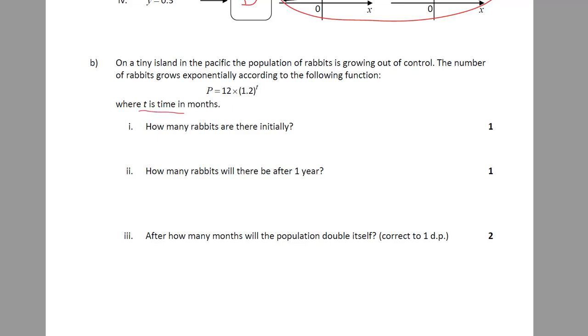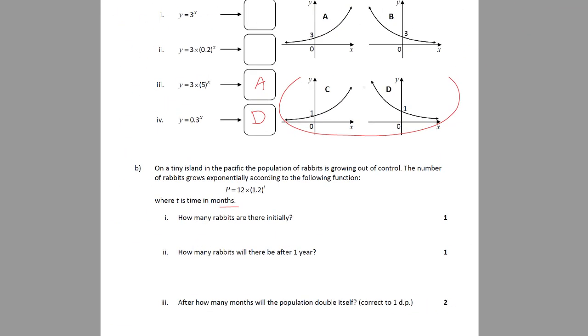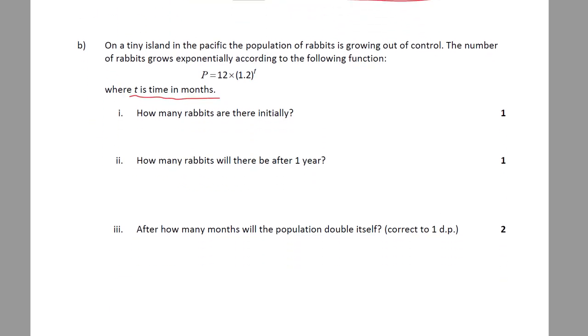Where t is time in months, noted. So what that equation says is the population of rabbits is 12 times 1.2 to the, and just put the number of months in here and it'll tell you the population. How many rabbits are there initially? Well, as I said before, the number at the front is always the y-intercept. This is growth. I don't really care about the stuff to the left because I don't care about negative time. The y-intercept is the initial amount.